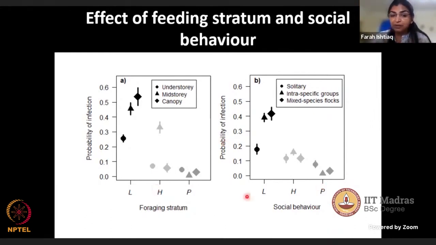And again, with the social behavior, which I just showed you, the babblers and the laughing thrushes tend to have a high prevalence of parasites, as opposed to birds living in a mixed species flock versus the ones which are living solitary.